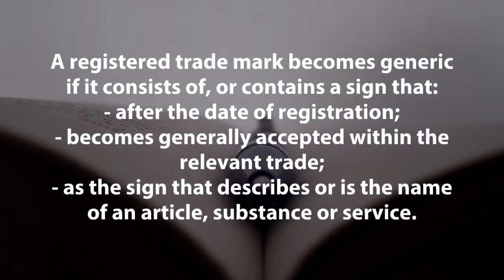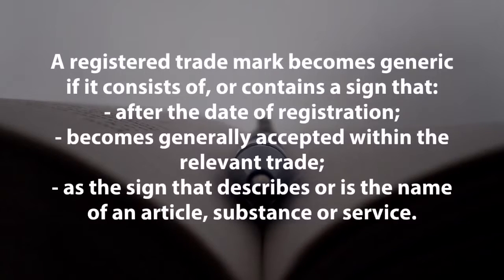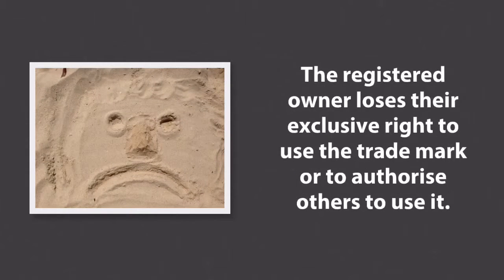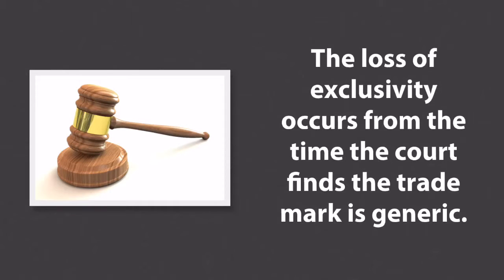Section 24 of the Trademarks Act states that a registered trademark becomes generic if it consists of or contains a sign that, after the date of registration, becomes generally accepted within the relevant trade as the sign that describes or is the name of an article, substance, or service. In those circumstances, the registered owner loses their exclusive right to use the mark or to authorize others to use it. This loss occurs from the time that a court finds that the trademark is generic.